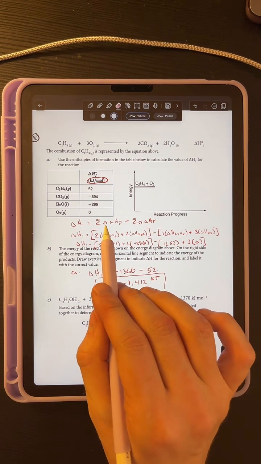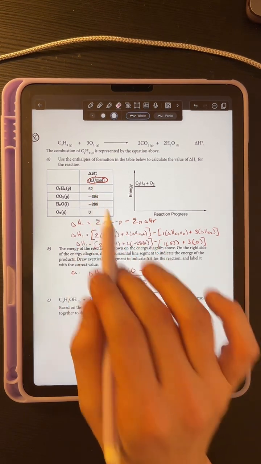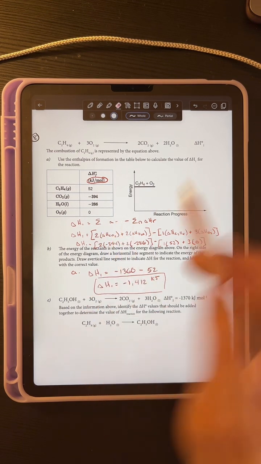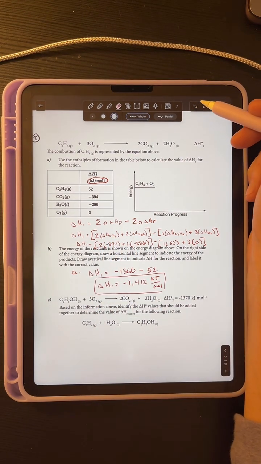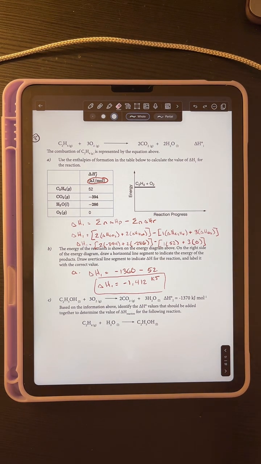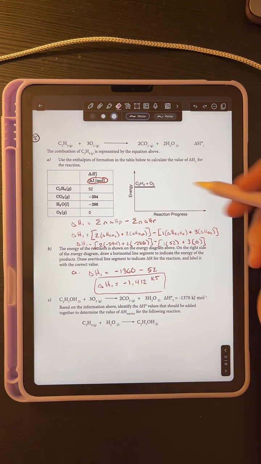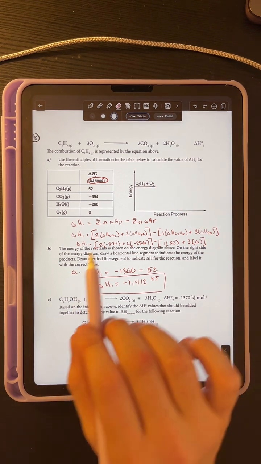Remember, because this is a mole value, kilojoule per mole is here. Mole times kilojoule per mole is just kilojoules. My apologies. Everything's getting messed up in my brain right now. But this is our energy.